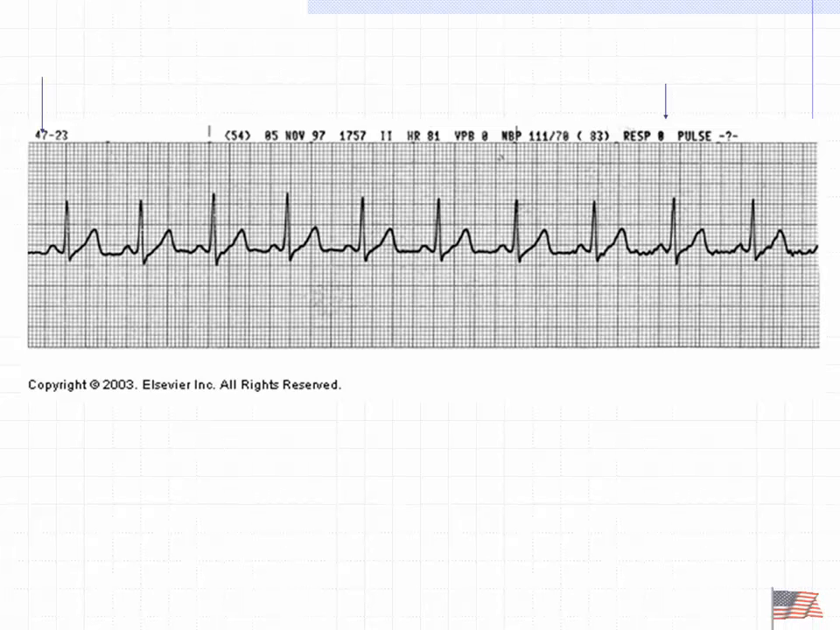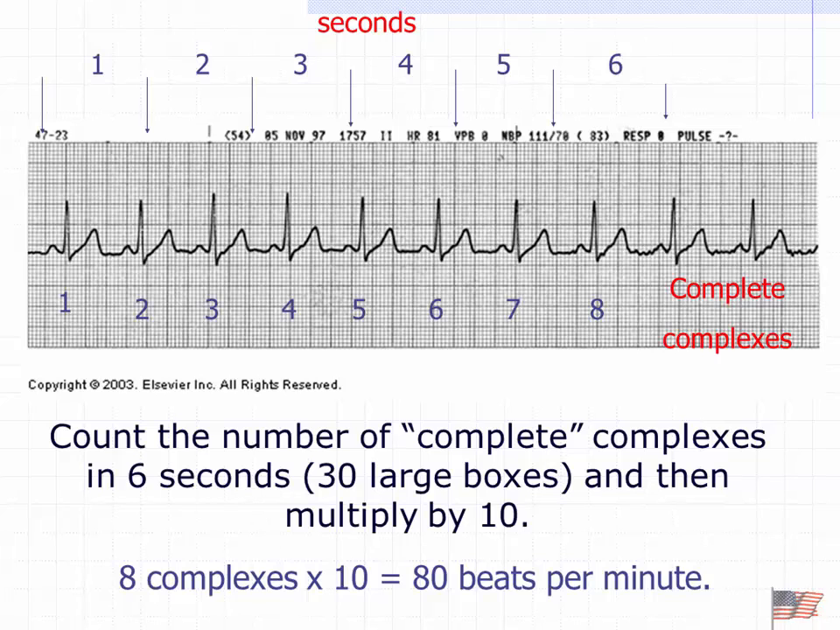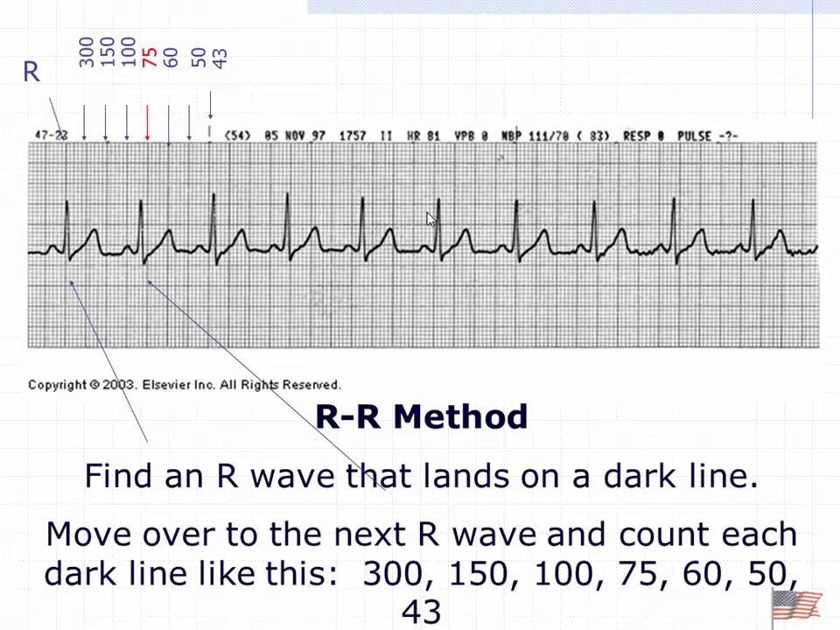Okay. Count the number of beats in 6 seconds and multiply it times 10. Option 1. And there we have the number of values that are there. So 8 complexes, multiply times 10, 80 beats per minute. It's an estimate of what the heart rate is.